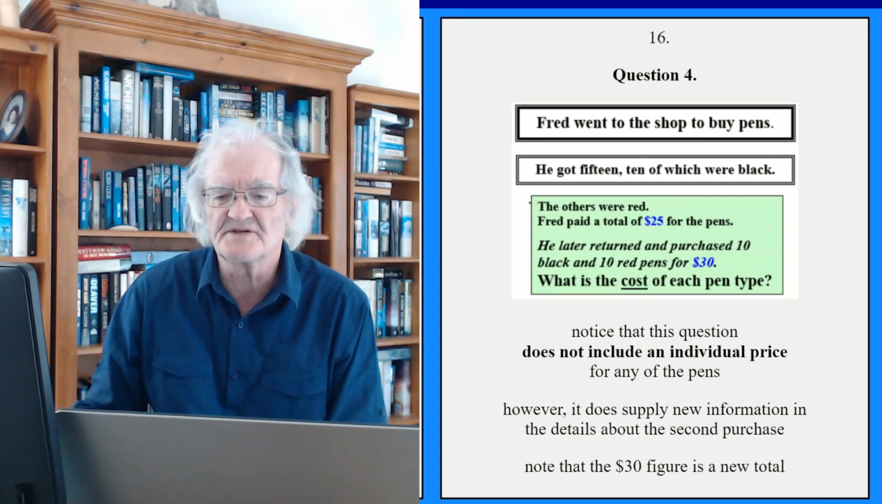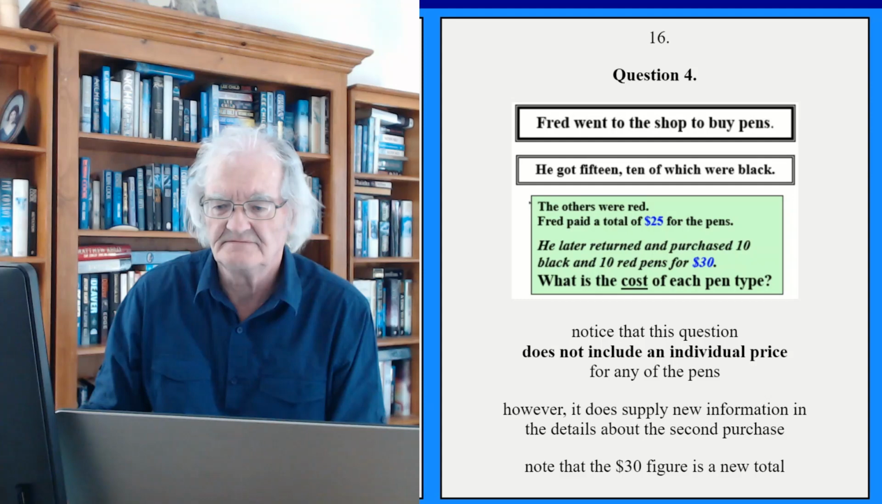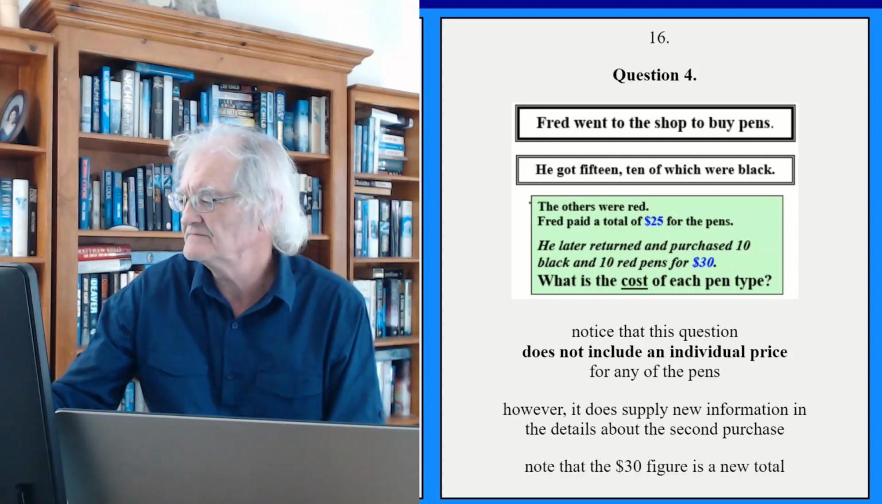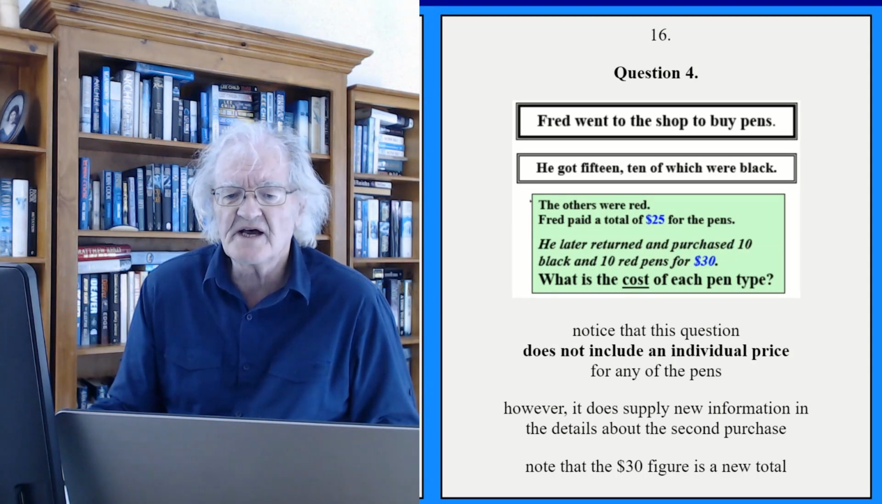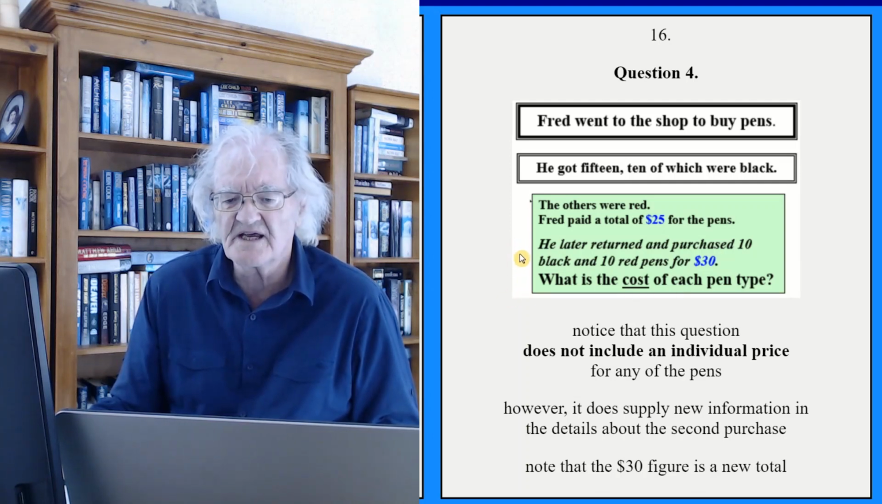Now we move to question 4. Again, the introduction is the same as before. But here is the change. He later returned and purchased 10 black and 10 red pens for $30. So this question is not indicating the unit price or individual price for either type of pen.